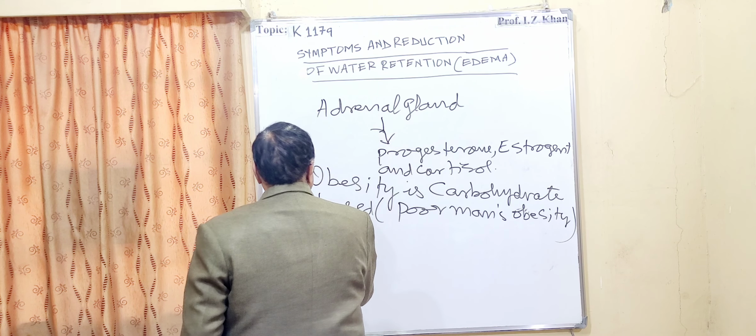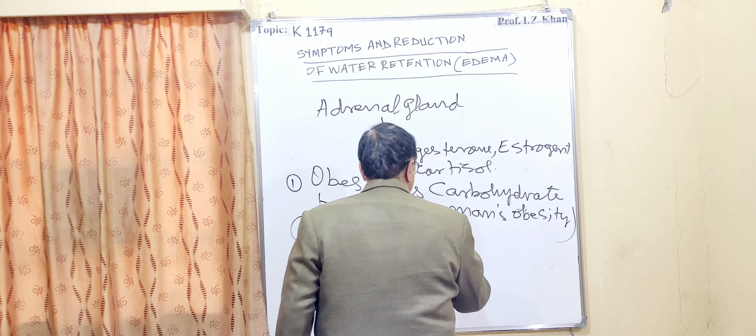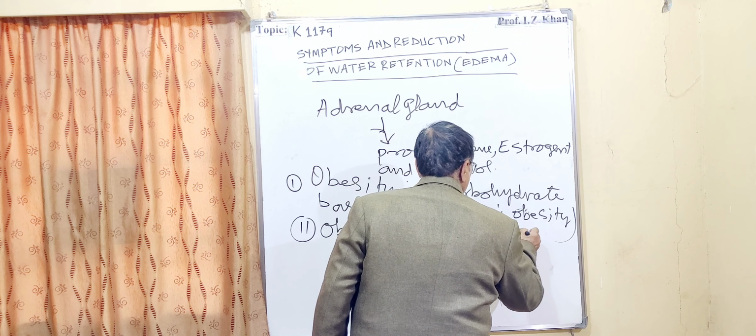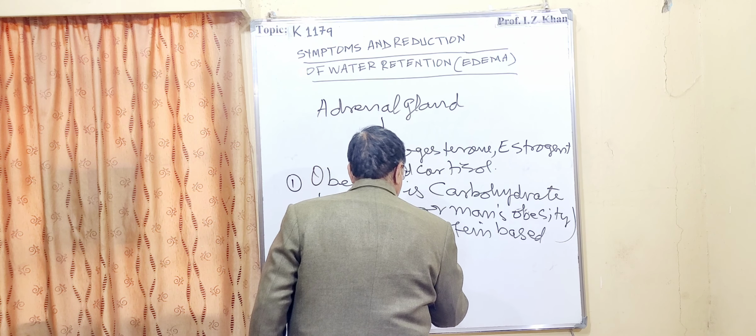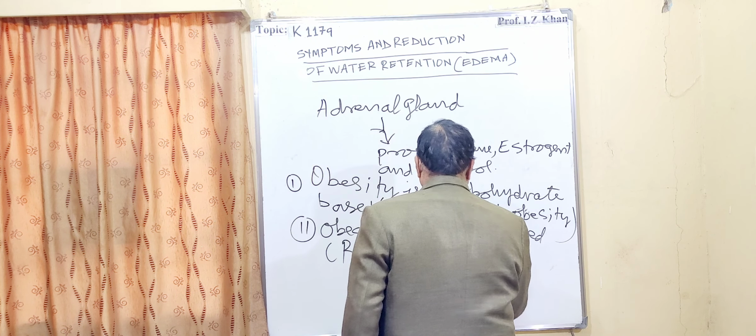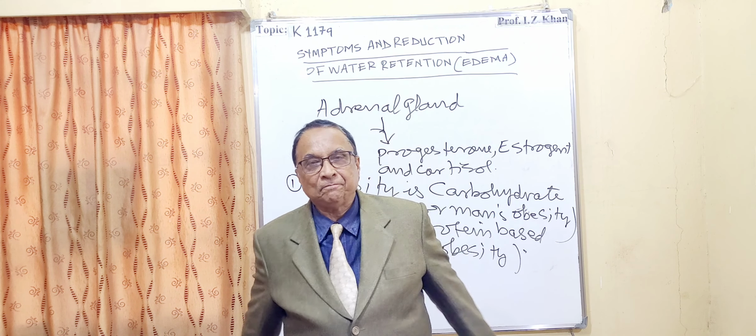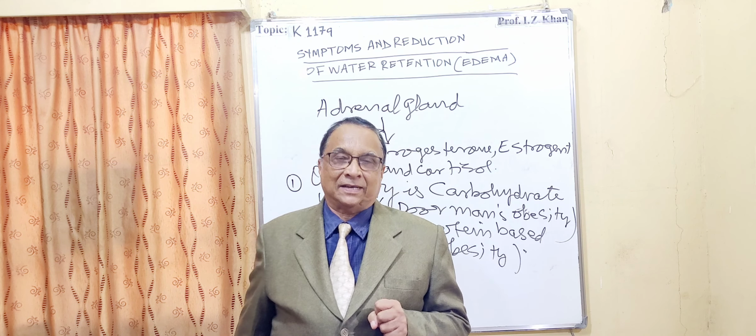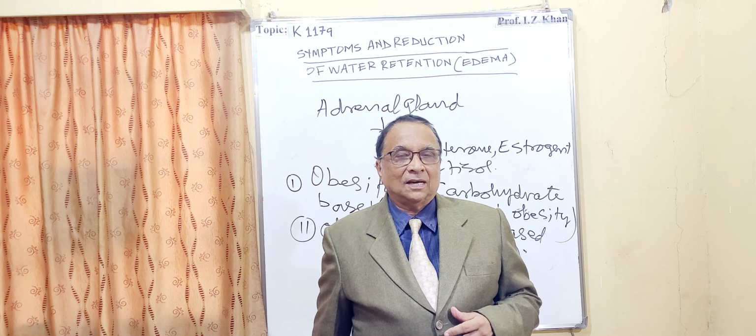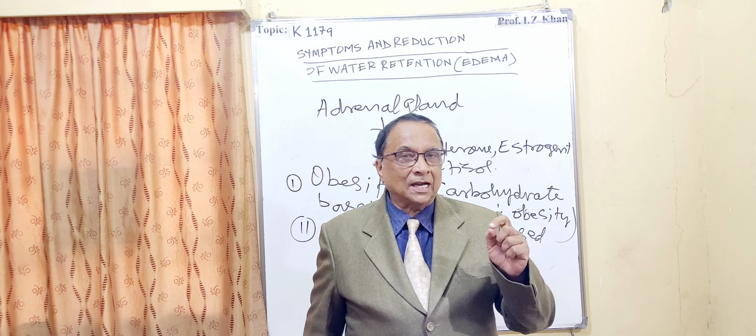The second obesity is that is protein based, and I call it rich man's obesity. So actually two conditions of obesity is there. One is poor man's obesity, means those who are consuming lot of carbohydrate, sugar, rice, and refined products, their abdominal fat deposit will be there. That is called poor man's obesity.